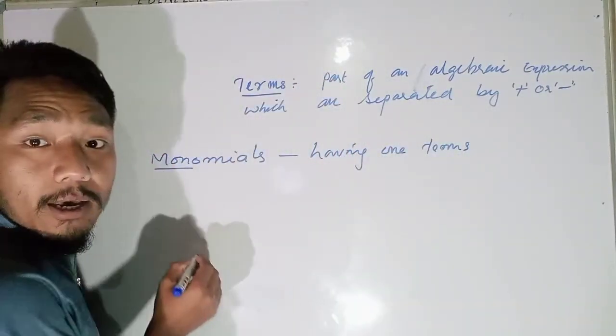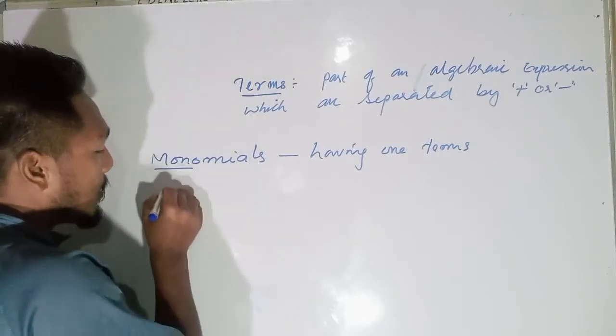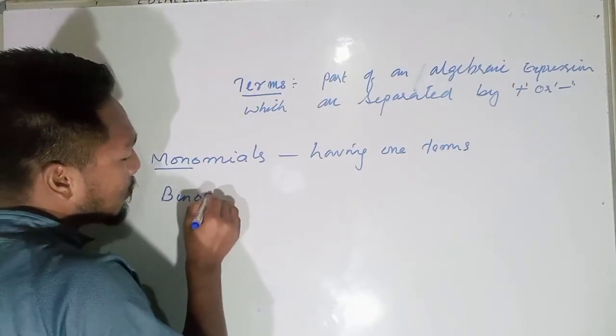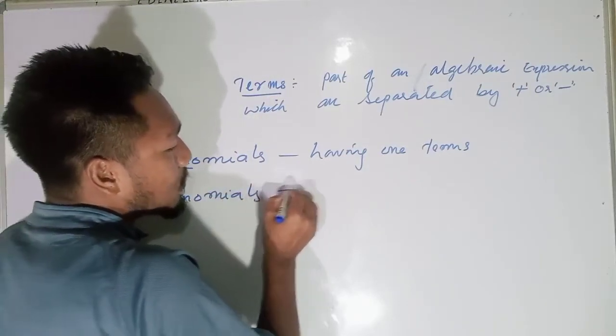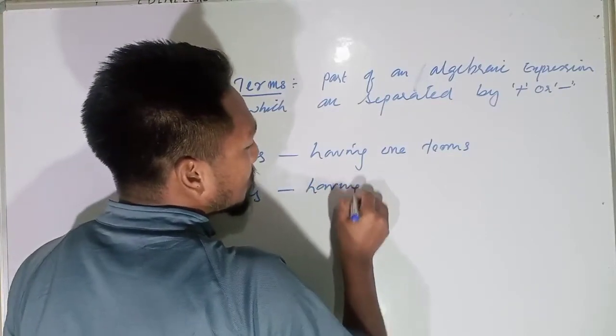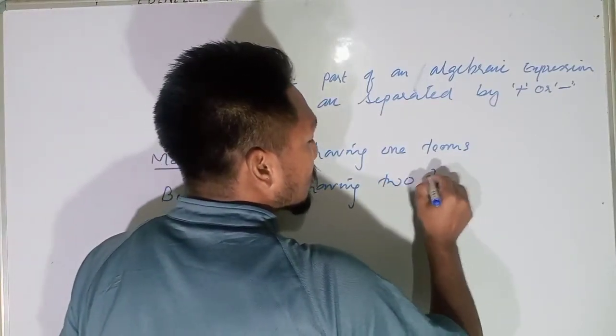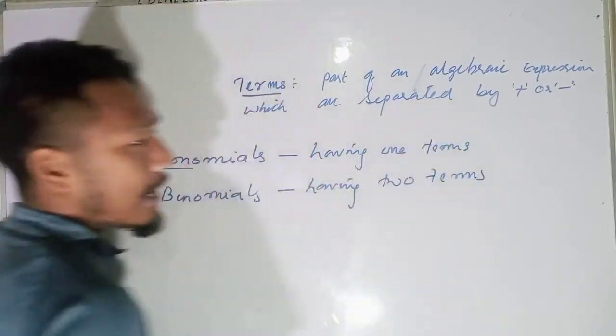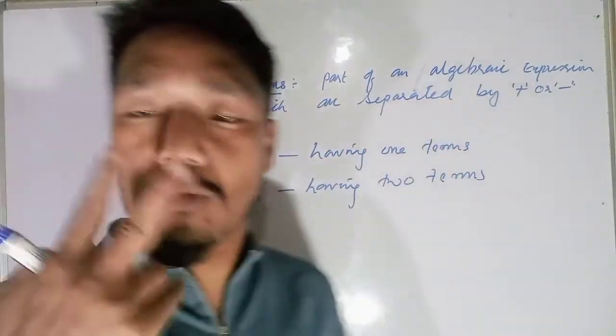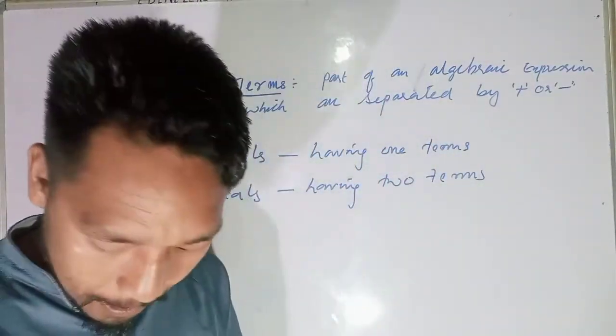If it is a binomial, binomial means what? It is a two term expression. Bi means two, mial means term. Having two terms. That means x plus y. Two terms, because it is separated by the plus sign.